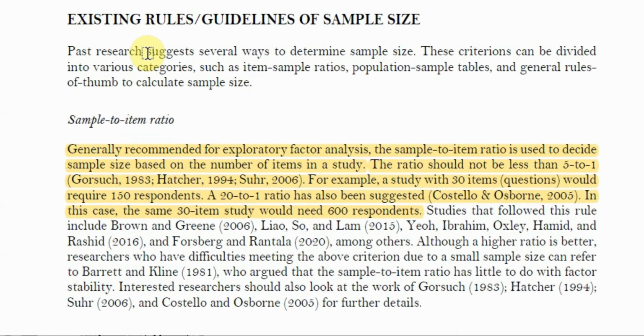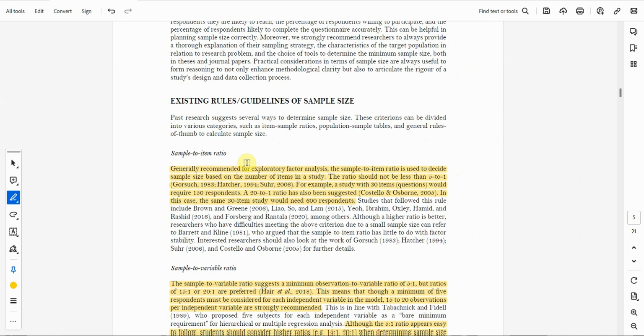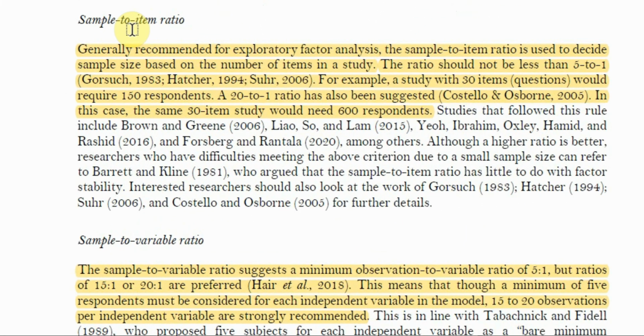Now, there are existing rules and guidelines for sample size, and we are going to discuss them one by one. The first one is the sample to item ratio, generally recommended for exploratory factor analysis. When you're doing EFA, you need a sample to item ratio. The sample to item ratio is used to decide the sample size based on the number of items in the study. So the ratio should not be less than 5:1. For example, a study with 30 items would require 150 respondents. So for one item, you need 5 respondents. So 30 into 5 is 150. A 20:1 ratio has also been suggested. And in that case, a 30 item study will need 600 respondents.